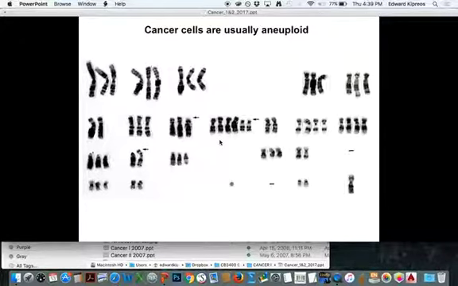They don't have to worry about extracellular matrix. They don't have to worry about motility. They don't have to worry about anything. They're just floating around your blood vessel. But anyway, so we're talking about solid tumors, and solid tumors are usually aneuploid.